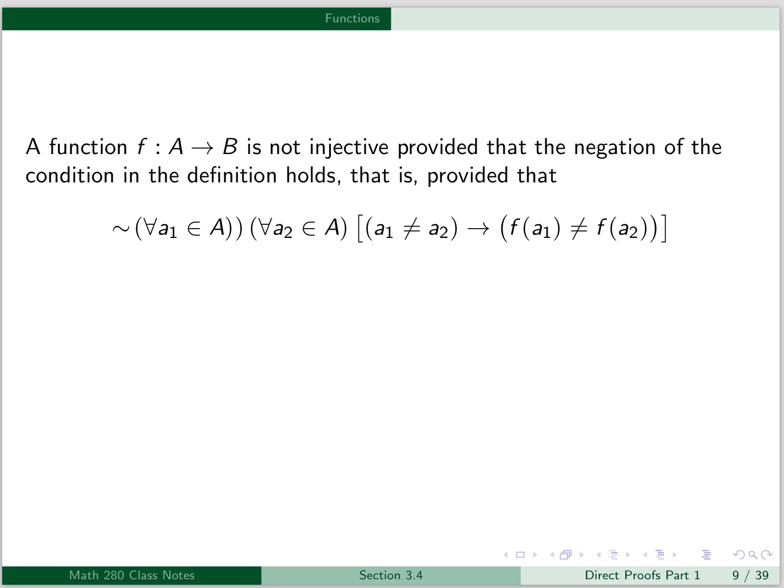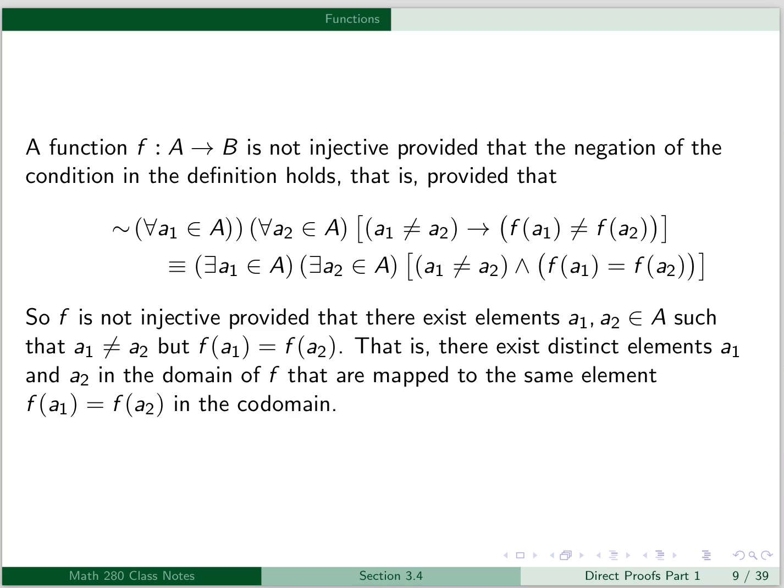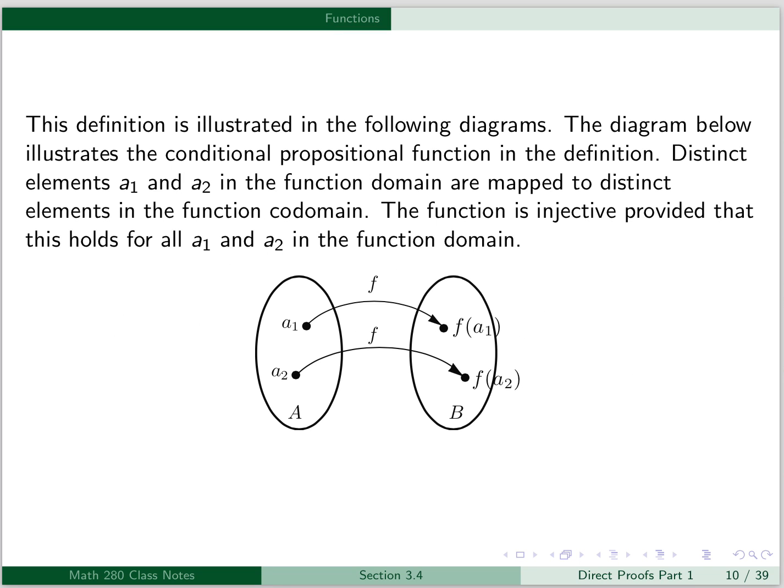A function f from A to B is not injective, provided that the negation of the condition in the definition holds. That is, provided that there exist a1 and a2 in A, such that a1 is not equal to a2, but f of a1 is equal to f of a2. Another way of saying this is there exist distinct elements a1 and a2 in the domain of f that are mapped to the same element, f of a1 equals f of a2, in the codomain.